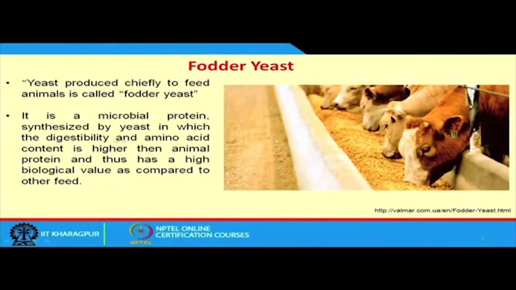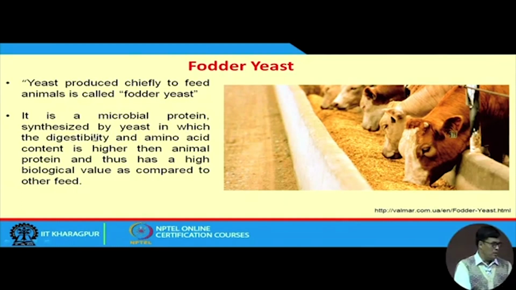It is used for animal food, and this is usually produced from waste products of industry, particularly sulfite waste liquor from the pulp and paper industry. It is a microbial protein synthesized by yeast, in which the digestibility and amino acid content are higher than in animal protein, and thus it has a high biological value compared to other feed. So this is one of the very important reasons why it is considered an animal food.